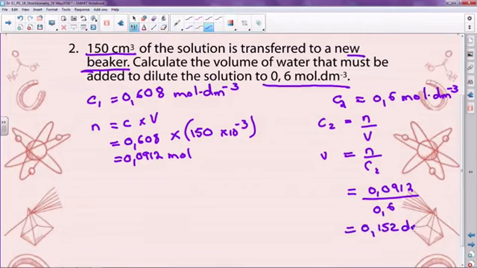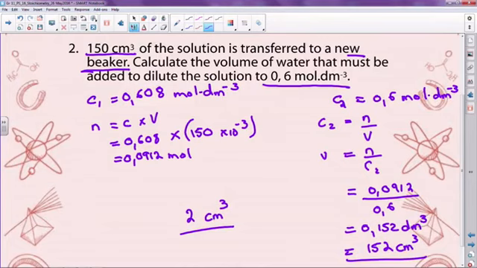0.152 decimeters cubed. What does that mean in centimeters cubed? That's actually 152 centimeters cubed. Do you see the difference is only 2 centimeters cubed? Does it matter that the difference is so small? No, it doesn't. You just need to work with the numbers that you're given.